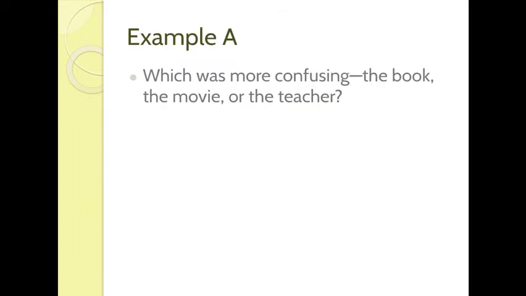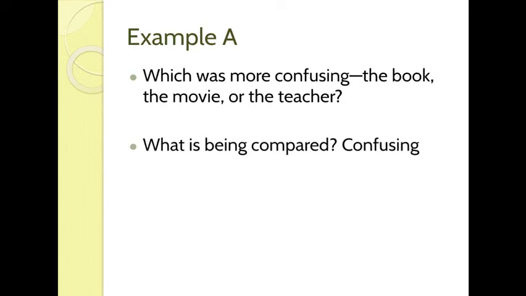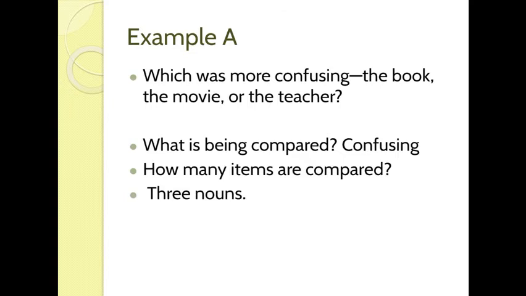First example. Which was more confusing, the book, the movie, or the teacher? So the idea being compared is the amount of confusion. So we have more confusing, and then we look at our list of three things. We have book, movie, or teacher. What's being compared is confusing. How many items are being compared? Book, movie, teacher. Those are three nouns. If we have three, we should be using most instead of more.